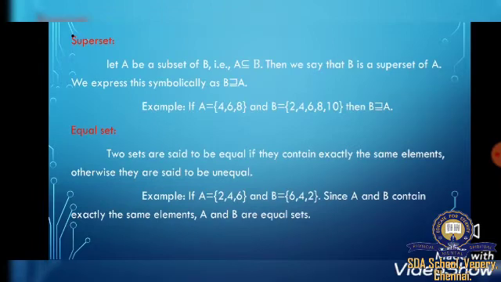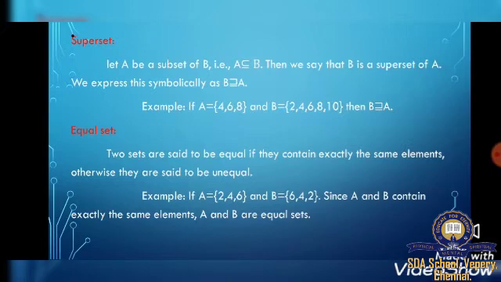Next, we move on to the superset. Let A be a subset of B. That is, A is a subset of B. Then we say that B is a superset of A. We express this simply as B is a superset of A. For example, if A is equal to {4, 6, 8} and B is equal to {2, 4, 6, 8, 10}, then B is a superset of A.